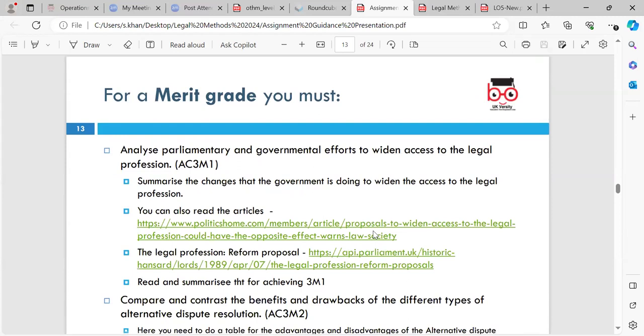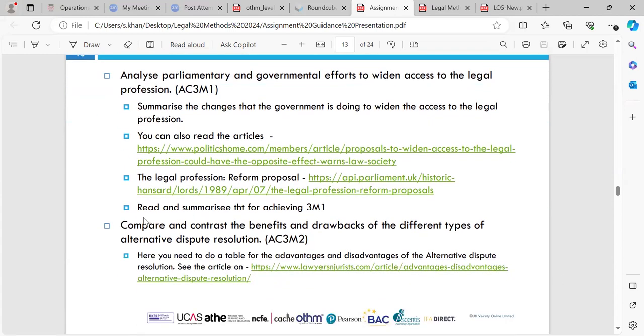Now, for a merit grade, you need to analyze, and you would put this as a heading. So this is for merit. This would be your heading: analyze parliamentary and governmental efforts to widen access to the legal profession. Here you need to summarize the changes that government is doing to widen access to the profession. You can read these two articles to summarize that for 3M1.